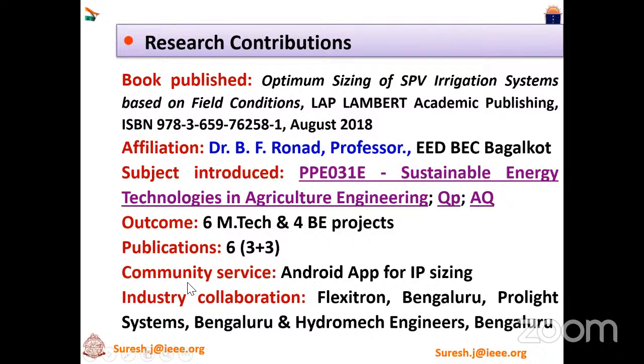He has, with the help of some students, developed an Android app for IP sizing. So his core work was in that. So in that he has developed an Android app. Industry collaboration, again with Flexitron, he has worked, helped me there. ProLight Systems, a new one he took. Hydromech Engineers Bangalore, that he has already created, has good reputation with them.